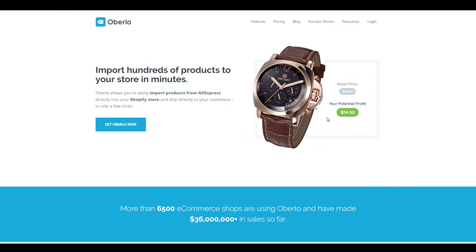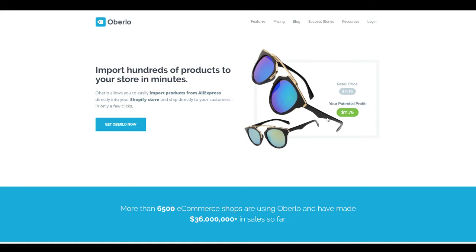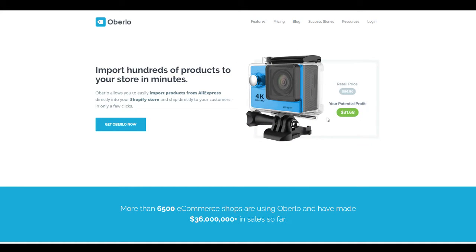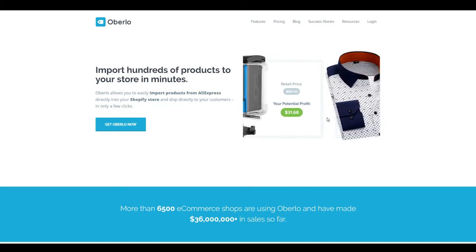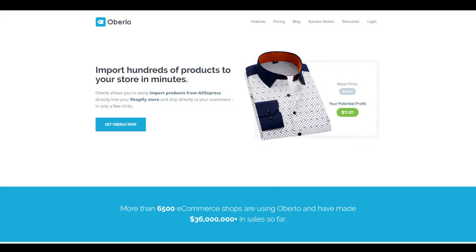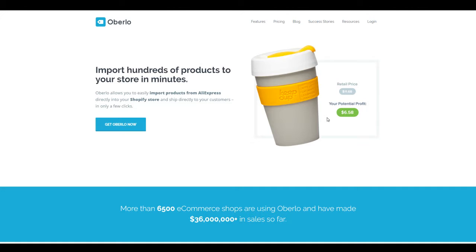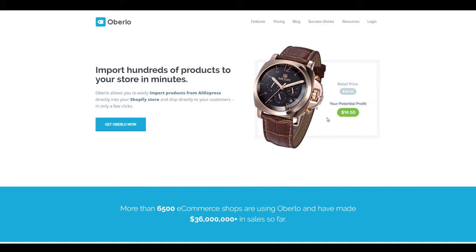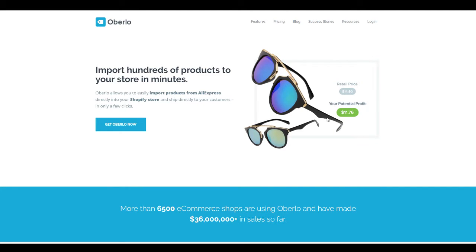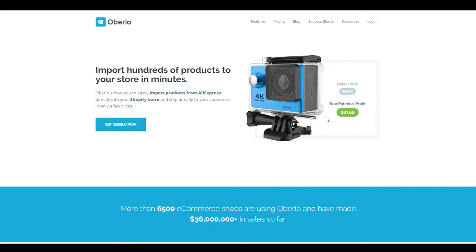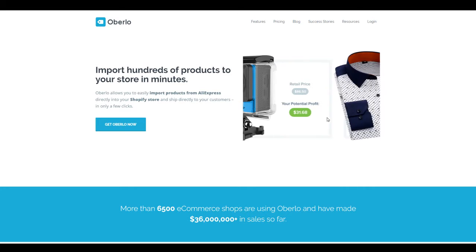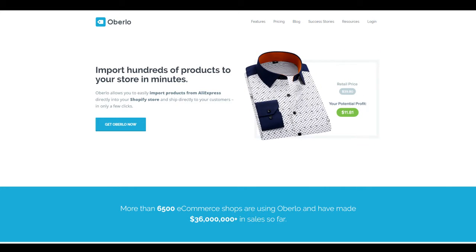And then whenever somebody purchases one of these products from your website or from your Shopify store, then it will automatically create a purchase order in AliExpress, and it will automatically pay for the product in AliExpress, and it will automatically have that product shipped out to your customer, and you never have to do anything. You don't have to touch it. All you have to do is pay for Shopify and pay for Oberlo, and that's it. It's really easy and really simple and really neat.